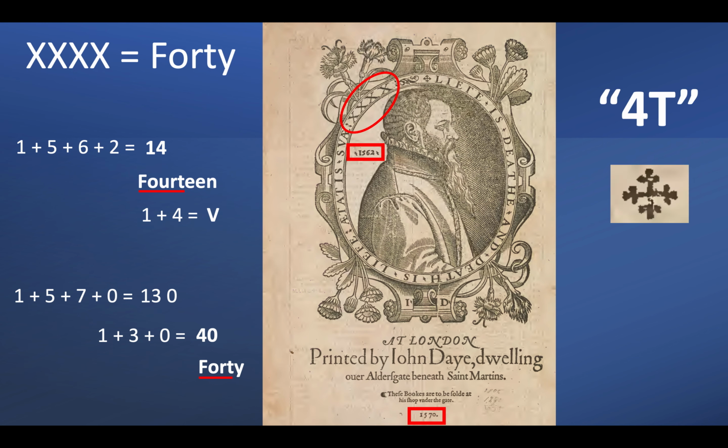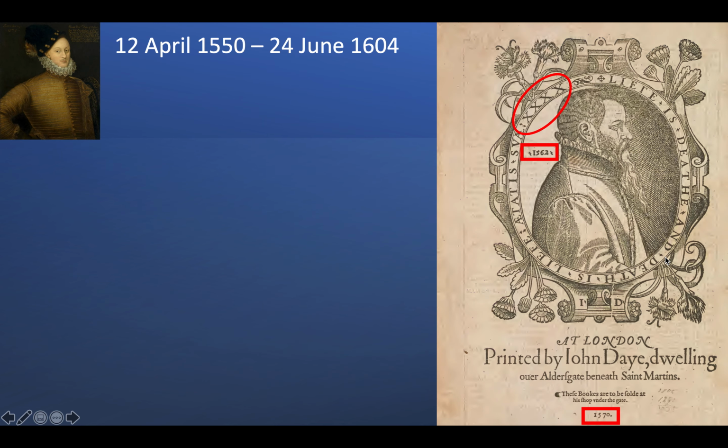And you may argue that this trefoil cross at the top could represent 12, for instance, because it's got four leaves. I will also accept if you're going to tell me that that's 4T, potentially. I'll accept it. So why is this 40 important?